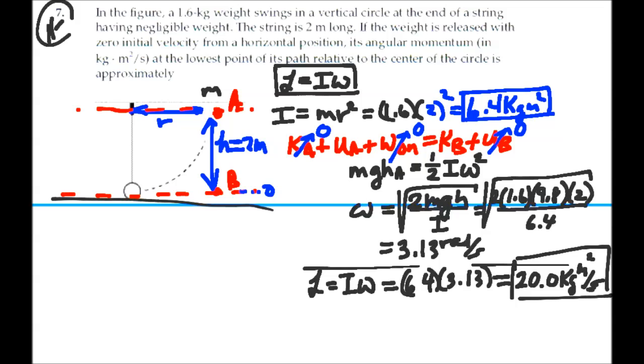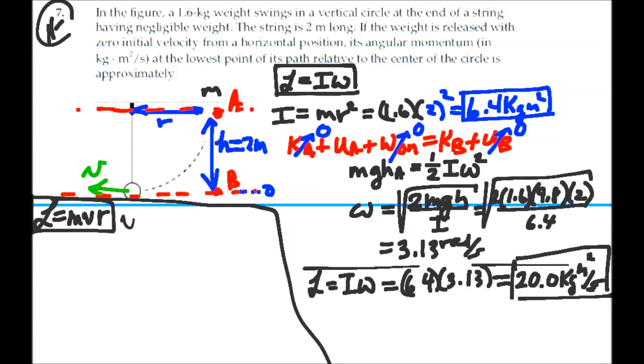Here's a somewhat alternate way we can look at this. At the lowest point, the angular momentum, in a linear fashion, as it's going this way with some velocity, is going to be equal to mass times velocity times r at that moment, mvr. So, if we found the velocity at the lowest point, which would be the square root of 2gh, that's going to be equal to the square root of 2 times 9.8 times 2. That's going to be the square root of 4 times 9.8, which is going to be 6.26 meters per second.